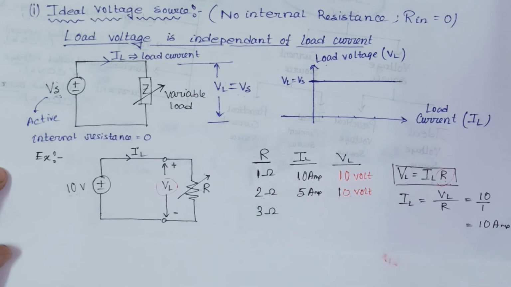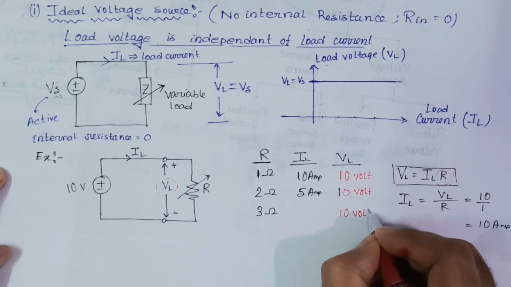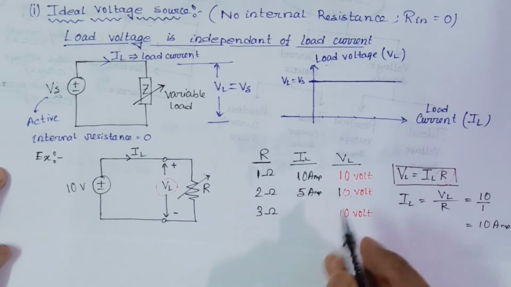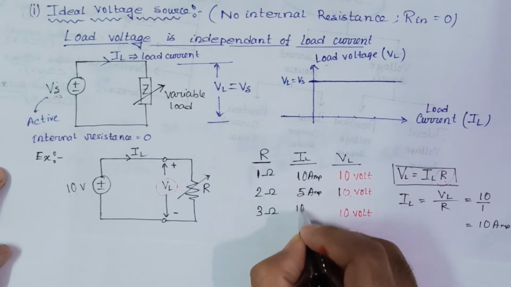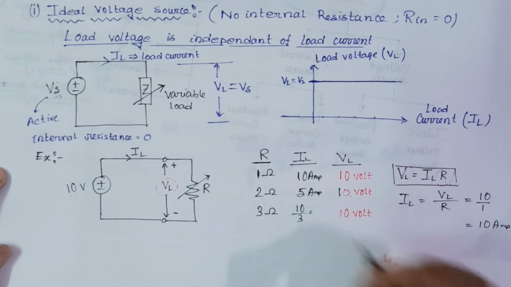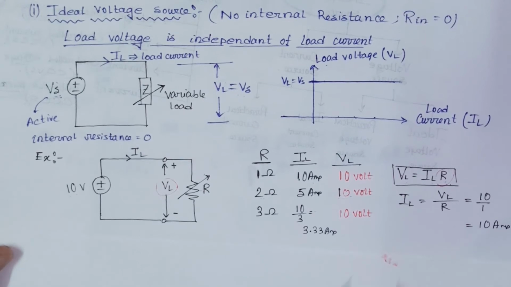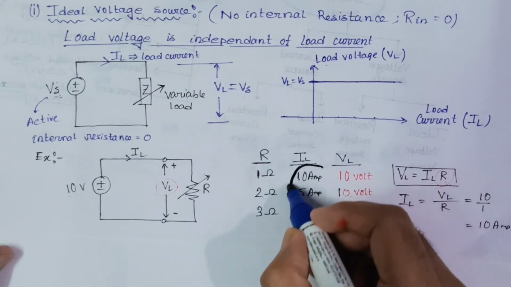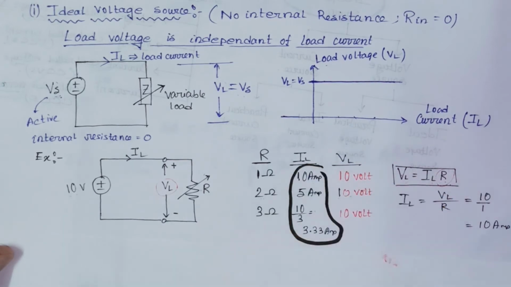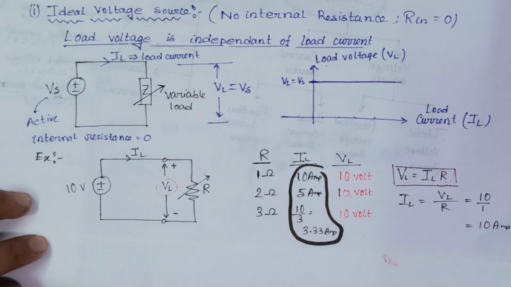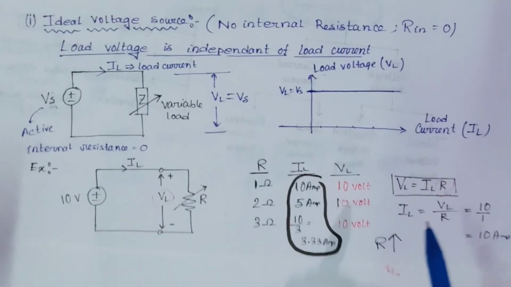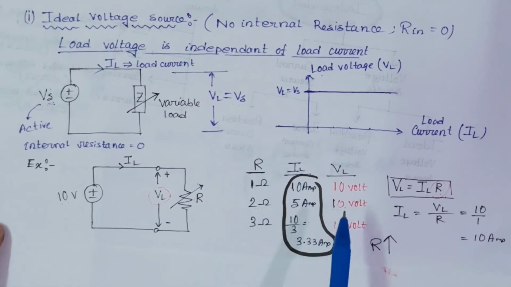Now I am changing the resistance value again. Maybe it is 3 ohm right now. Okay, 3 ohms. And you know that the value of load voltage will be 10 volt. It is constant. So in this case the value of current will be 10 by 3, which is approximately 3.33 ampere. So just see this column, this one. That the value of current is decreasing with the increase in the value of resistance.